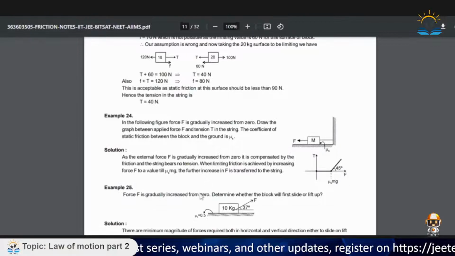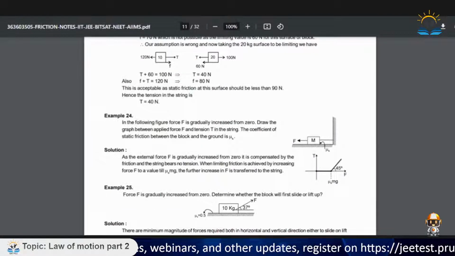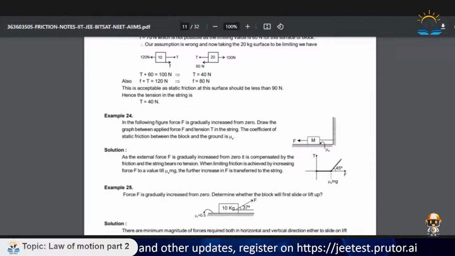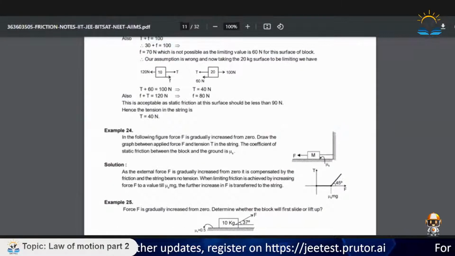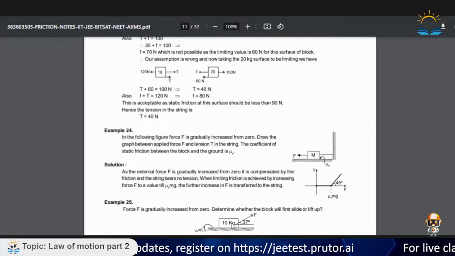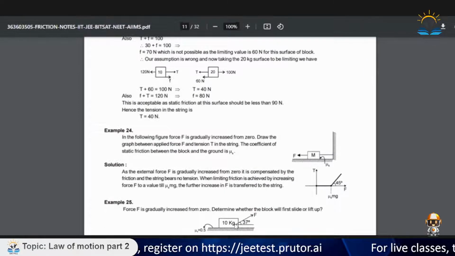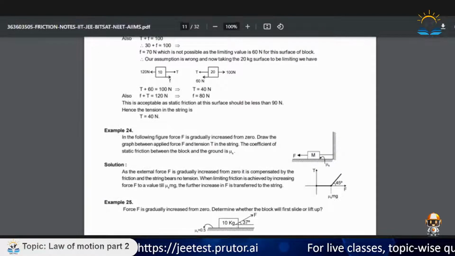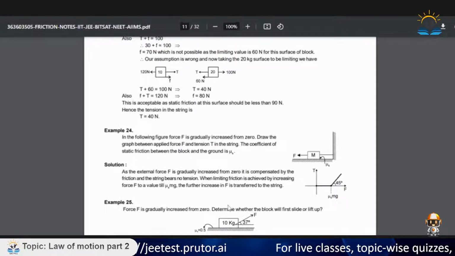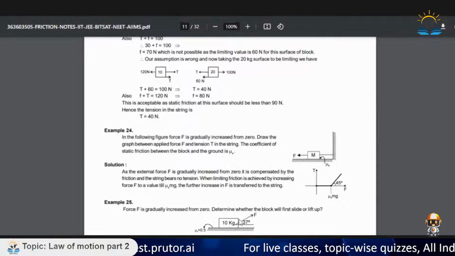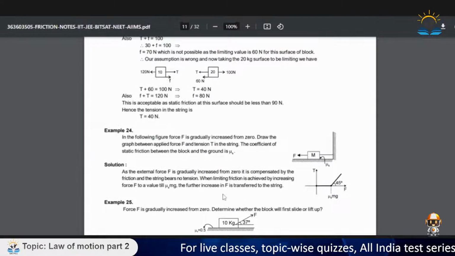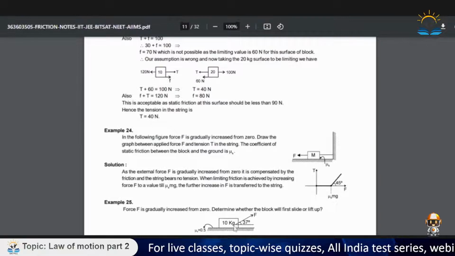Okay. Now what does this example number 25 say? A force F is gradually increased from 0. Determine whether the block will first slide or first lift up. So this force is acting at an angle of 37 degrees, so we can now make some components of this force. There would be a component F sin 37 degrees. And this type of question came in JEE Mains 2022. Let us see what it is trying to say.